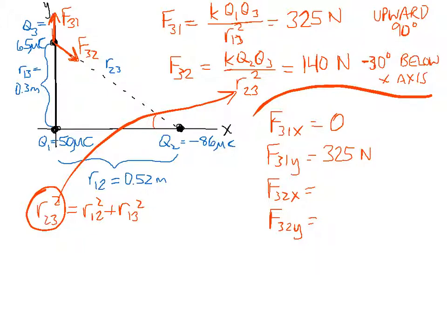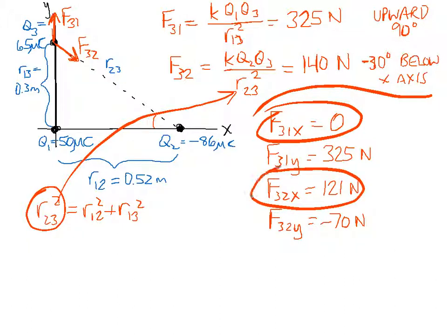For the F32x, we need to break it down as F32 times the angle's taken with respect to the x-axis. So this is going to be F32 cosine theta, and this is going to be F32 sine of theta. And notice that the x component is positive because it's pointing toward the right, but the y component is negative because it's pointing downward. When you do all the components for that, you should get an F32x of 121 newtons and an F32y of negative 70 newtons.